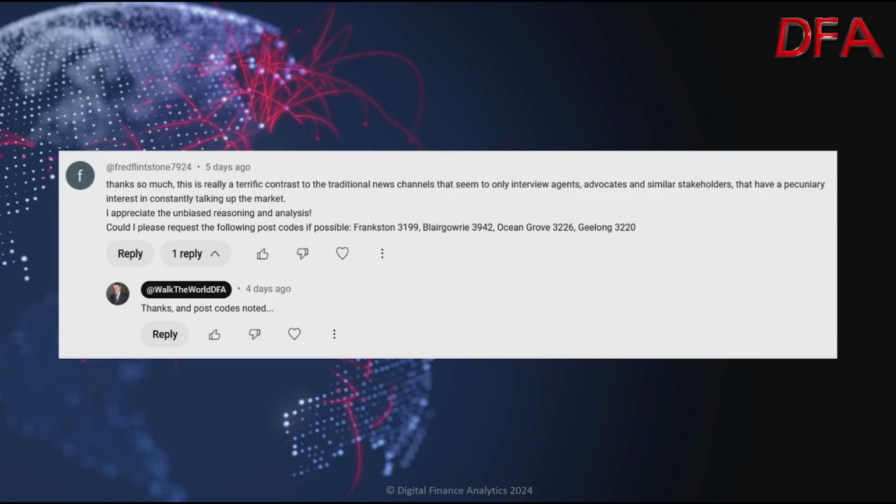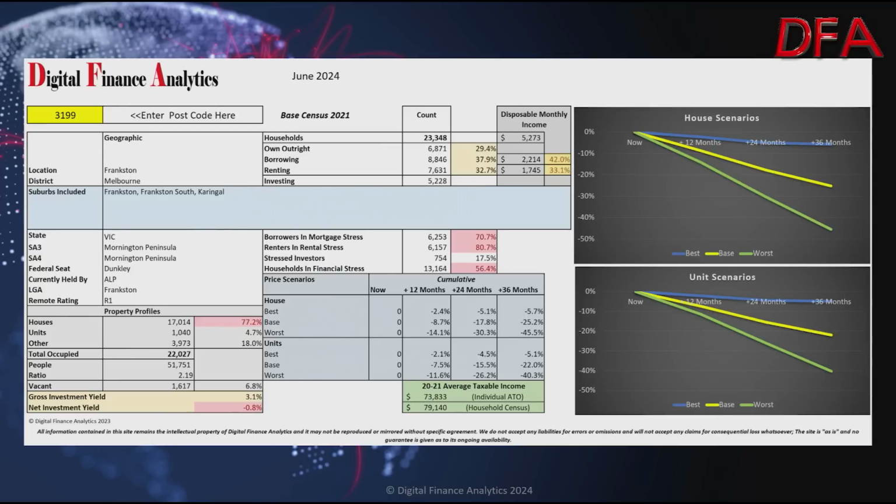Could I request the following postcodes if possible? Frankston, Blairgowrie, Ocean Grove, and Geelong. Yep, of course. So let's do Frankston first, 3199.